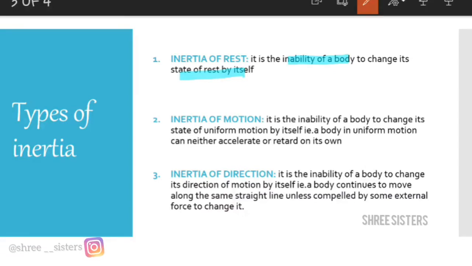Let's see some examples. For example, you're traveling on a bus. Like now, the bus will be at rest, starting at a bus stop, when you are getting on the bus, it will be at rest.